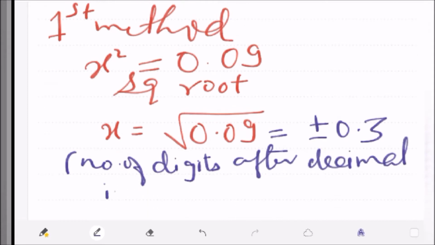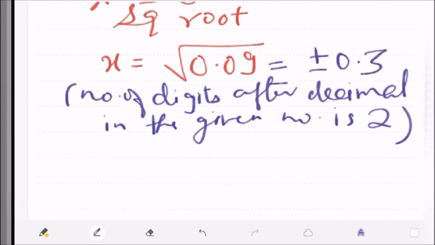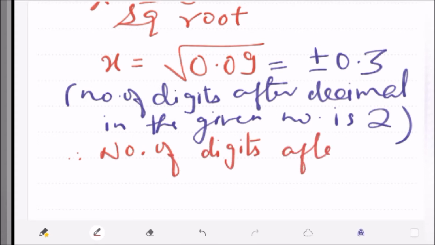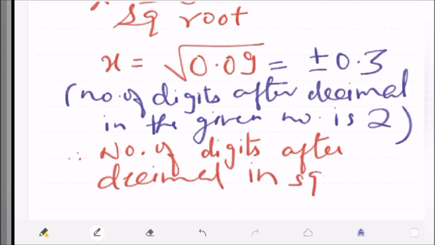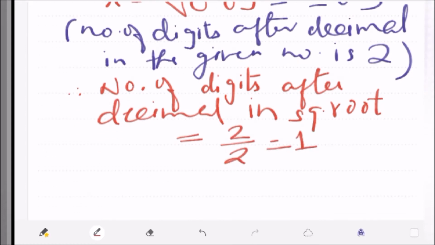Now here one thing to understand is, if the number has two digits after decimal, then in the square root it will have half of that, that is, 2 digits, half is 1 digit. So 1 digit after decimal in the square root. So for 0.09, square root of 9 is 3, and since there were 2 digits after decimal in the given number, in the square root it will be 1 digit. So you get 0.3.